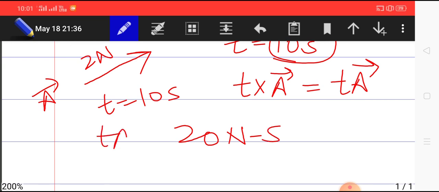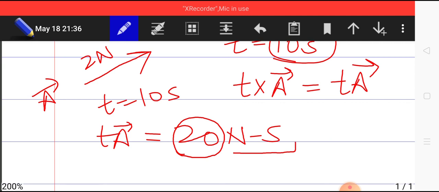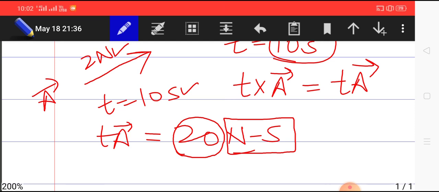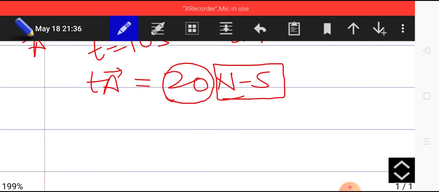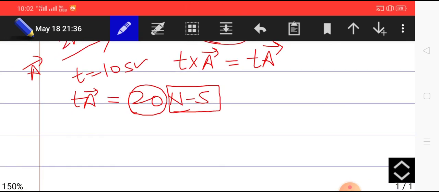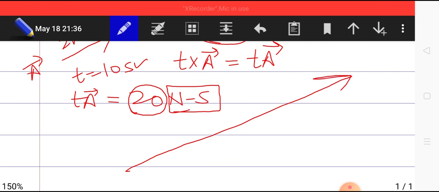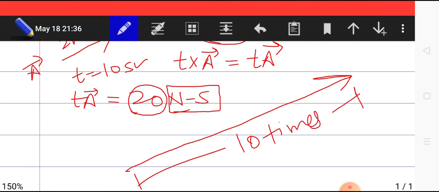That is your t a vector after multiplication. It's a new vector whose magnitude is 10 times the previous vector, and the unit is also changed. It was 2 Newton force multiplied by 10 seconds, so it's now Newton second. And the direction is maintained in the same manner as the direction of a. So you can draw it like this, whose magnitude is 10 times the magnitude of a vector, which was 2 Newton, so its length is 20 units. So this is your t a vector. That is the effect of multiplying a vector by a scalar.